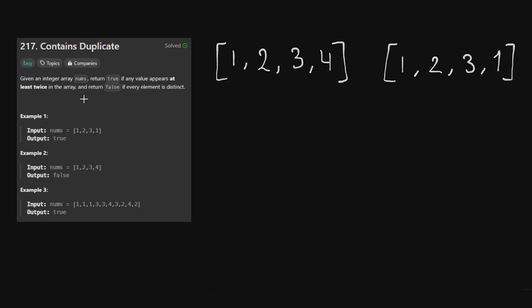Anyway, the question is asking you, given an array of numbers, you have to go through each element within the array and check if there are any duplicates. If there are duplicate numbers, return true. If each number is different, then return false. And that's a pretty interesting question.